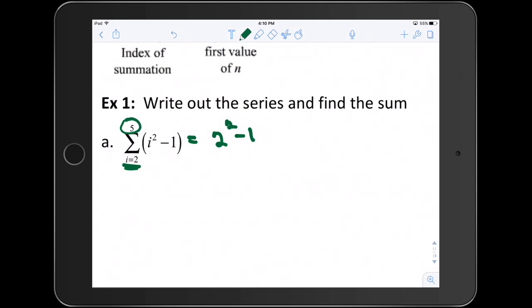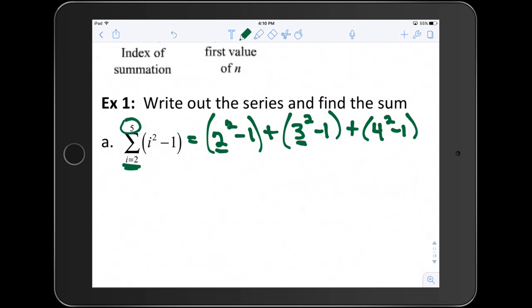So I started with 2 being put in there, and then I'm going to add 3 squared minus 1. Notice what's changing here is the value I'm inputting for i. That value is going to increase by 1 all the way up to 5. So I'm at 3, 4 squared minus 1 plus 5 squared minus 1.